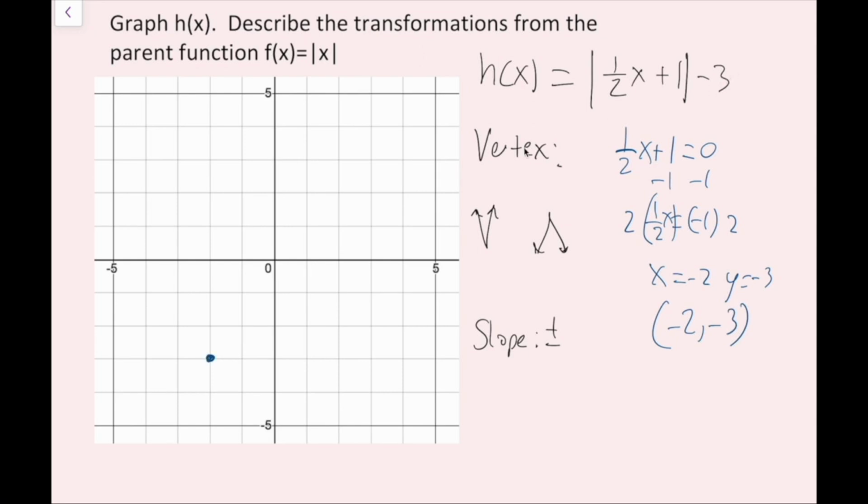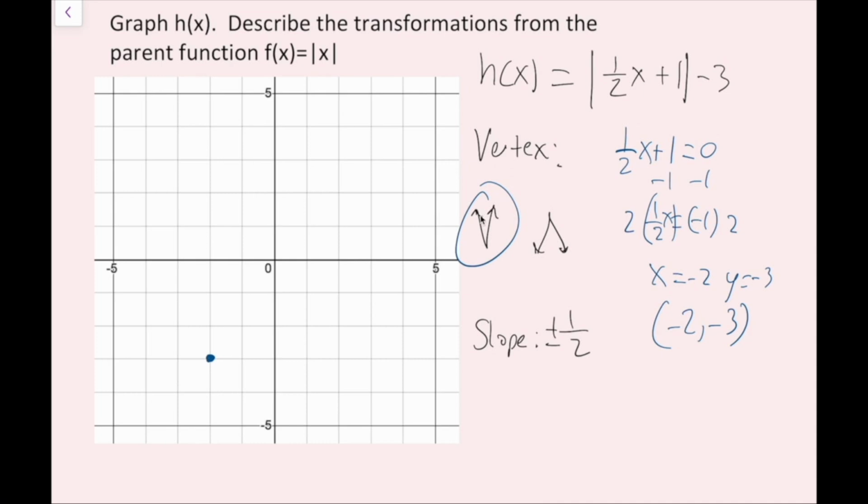Now, I want to figure out if my graph is going to be a V shape or an upside down V. Well, there's no negative on the outside, and that's all I need to check for, so it's going to be a regular V. And then all I need to do is figure out the slope. Well, the slope is just going to be the number that's being multiplied by x. In this case, that's 1/2. So it's going to be positive 1/2 and negative 1/2. So I'll write that down here.